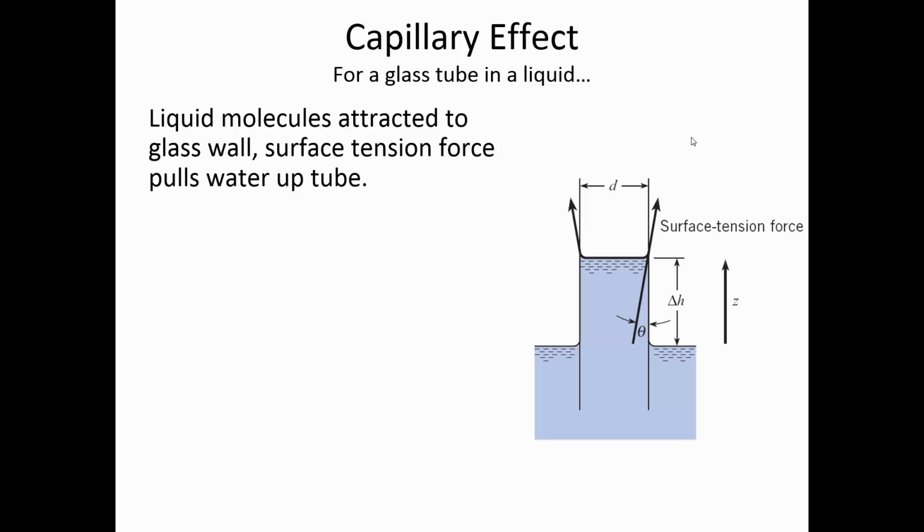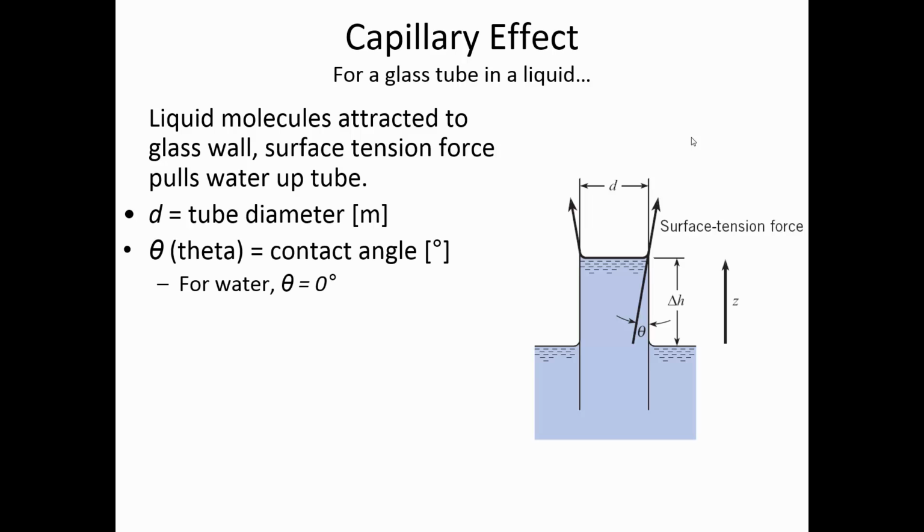Silicon dioxide, SiO2, is also a polar molecule, so what's happening is the water wants to maximize its contact with the glass surface here. And so surface tension draws the water up inside of the tube.